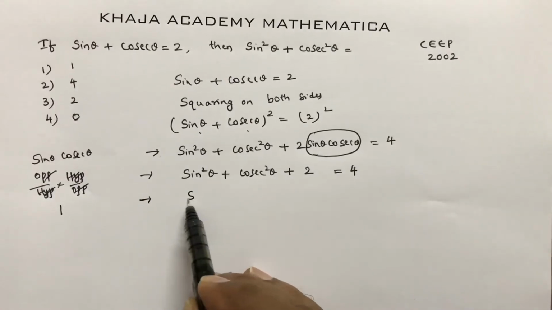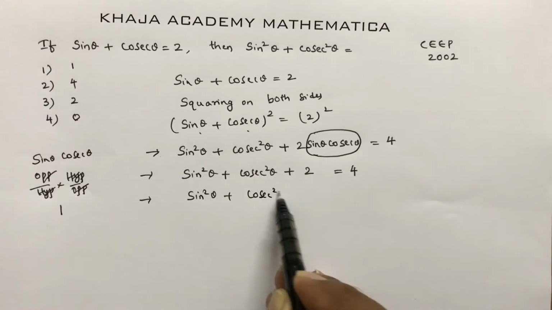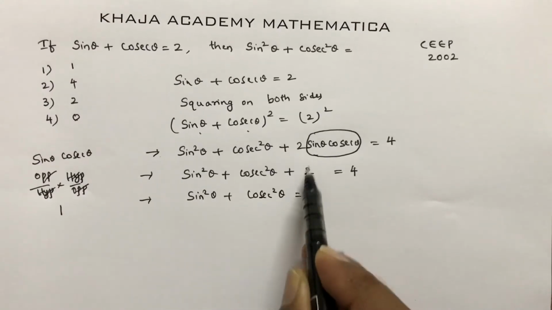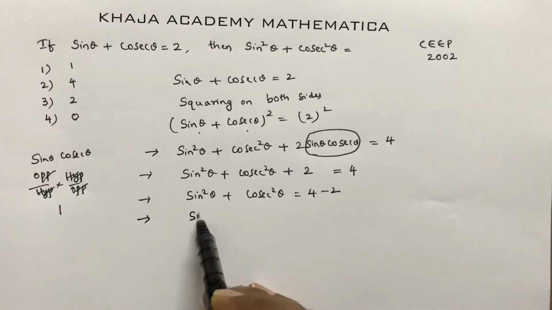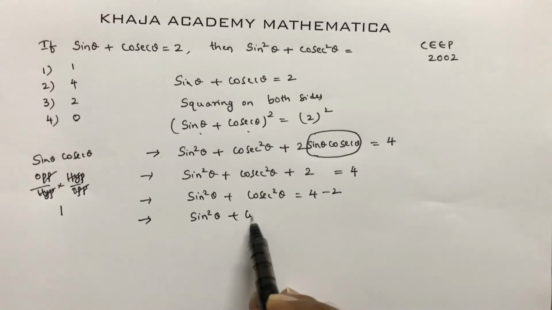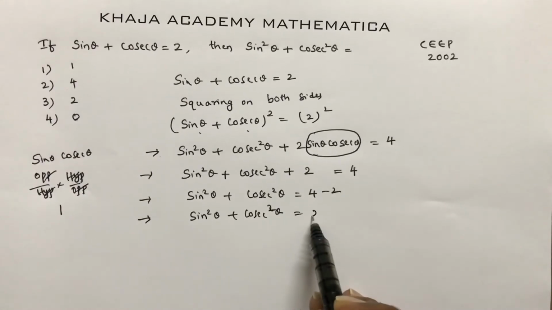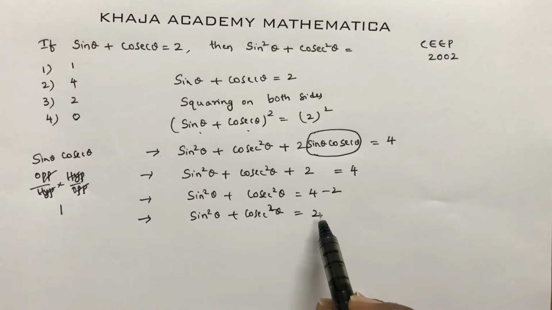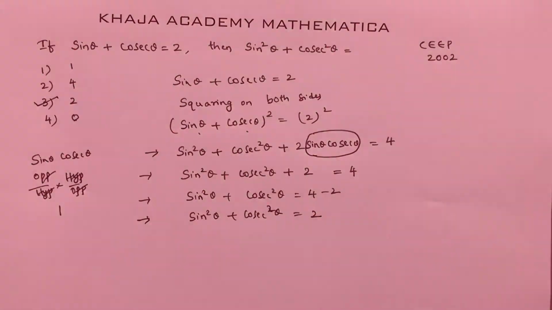So sine square theta plus cosec square theta equals 4, and the plus 2 on transposing becomes minus 2. So sine square theta plus cosec square theta equals 4 minus 2, which is 2. So the answer for sine square theta plus cosec square theta is 2, and the correct option is 3.